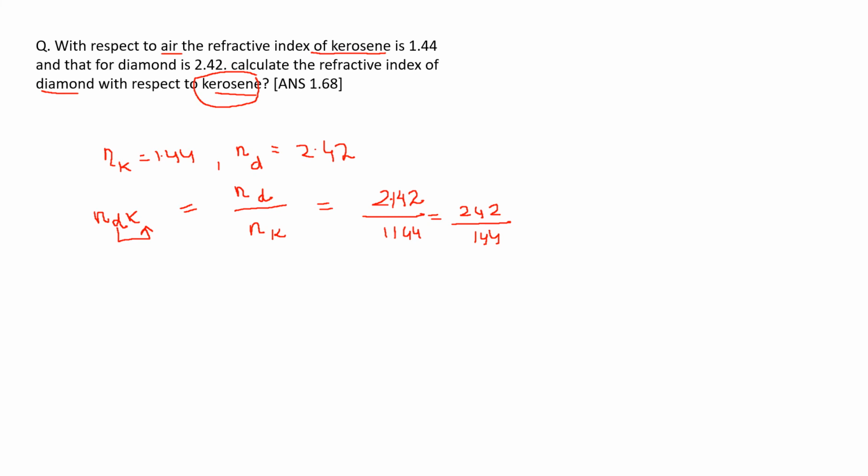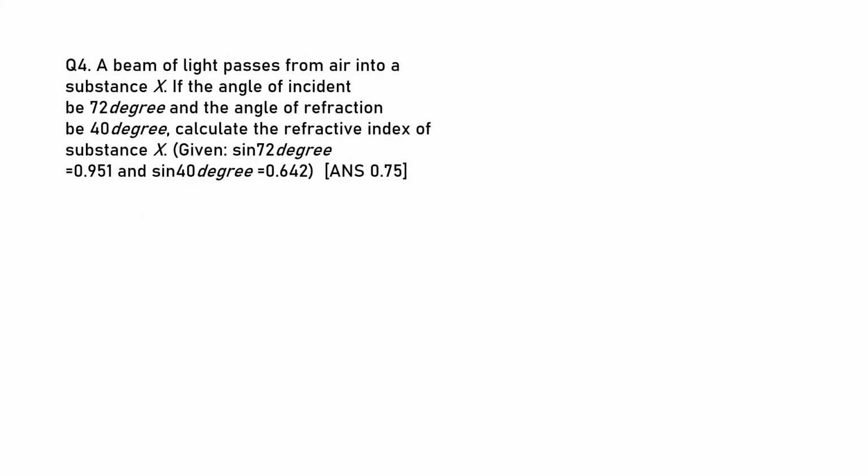Let me correct it. I'll just erase it, otherwise you will get confused. I'll write 2.42 and 1.44. Okay, this will get cancelled. 242 divided by 144, so it will come to 1.68. The answer is given. You need to do the further calculation by yourself, because this is simple division. Okay, let's come to the next one.